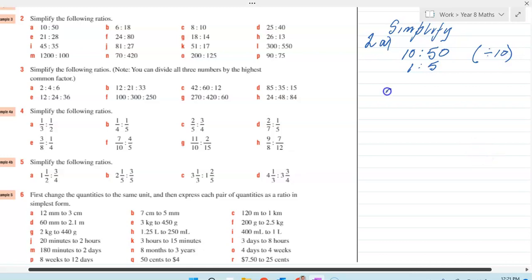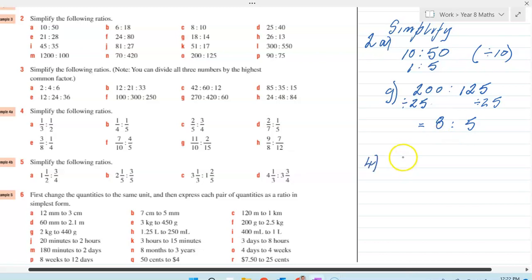If we take part G, 200 is to 125. Now we can divide this side by 25, and this side by 25. Okay, so what we will end up with is a simplified ratio that will be 5, and here you will be 8 times. 4 times 25 is 100, so 25 divided into that is 8 times, so it's 8 is to 5.